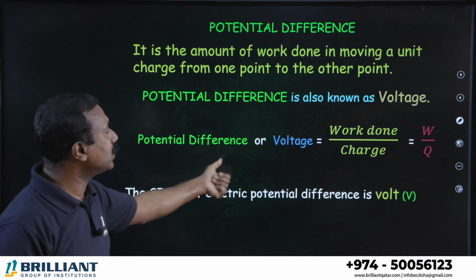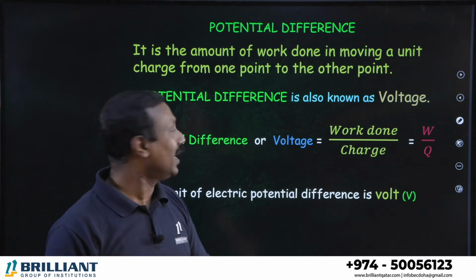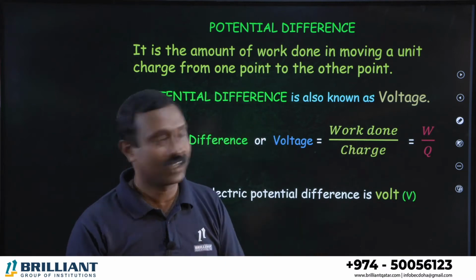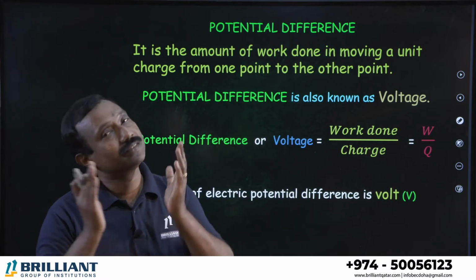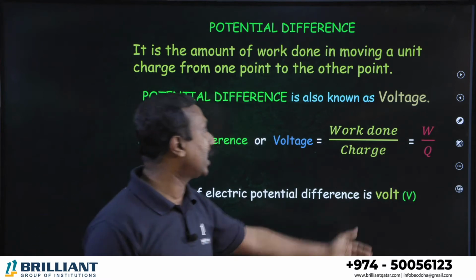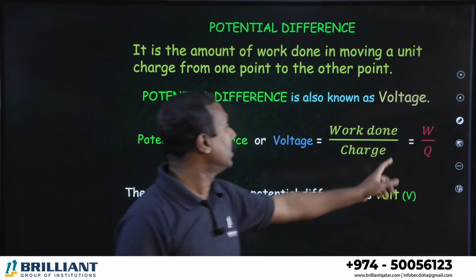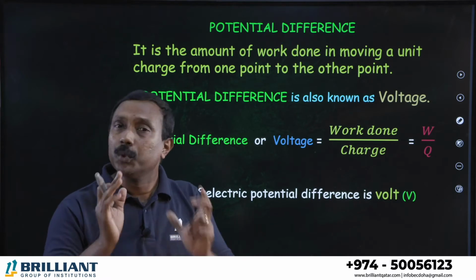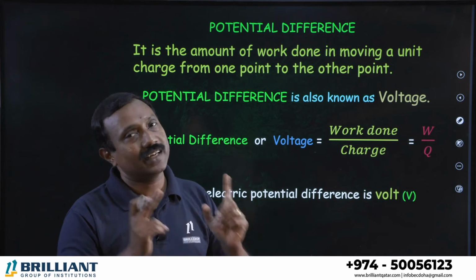The potential difference or voltage can be calculated by a numerical formula. It is equal to work done over charge. The work done is represented by W and the charge by Q. So we can write the expression for finding the potential difference in a circuit as V equal to W over Q. I hope you understood potential difference and electric current well.